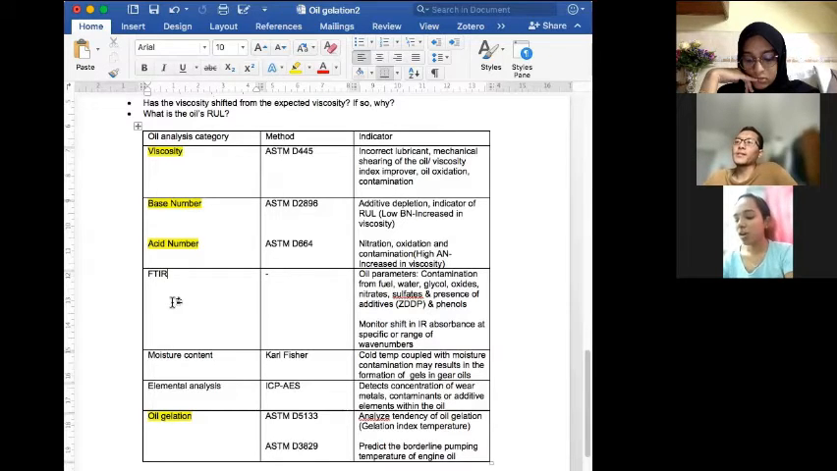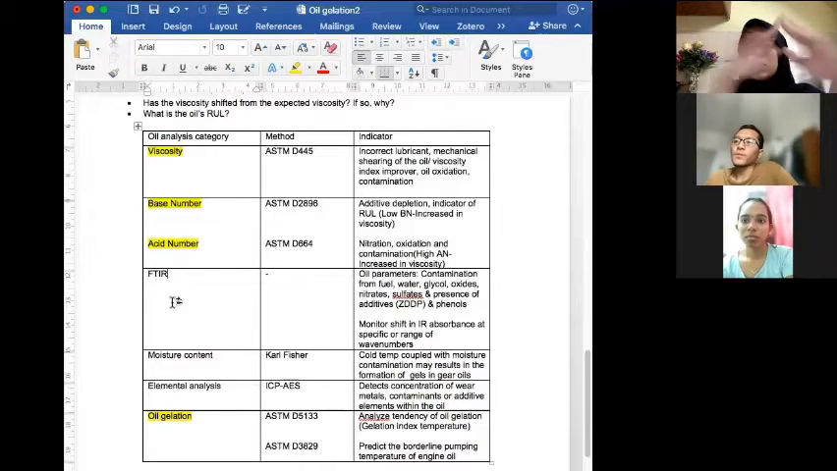Okay, so our next step is to identify the protocol of each of these methods, and then maybe we can come up with the costing. Maybe we can divide between us. There are three parts, right? Yes, three parts. One each: viscosity, the other one base number, the other one oil gelation. So three of us take one each.